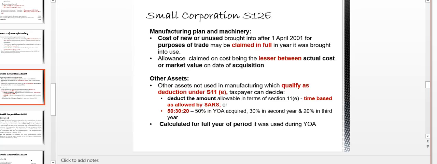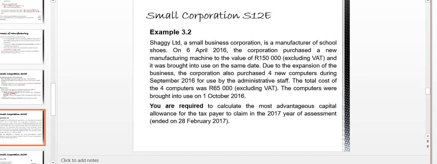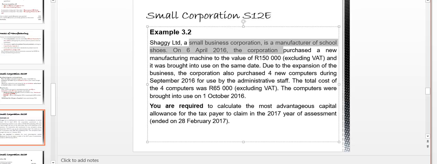Okay, and you need to calculate it for the full year of period it was used during the year of assessment. So if we look at our example, we've got Shaggy Limited, a small business corporation. So here they tell you it's a small business corporation, so immediately you need to know it's a section 12E. It is a manufacturer of school shoes. So manufacturer, that's again also important. So if it's a manufacturing asset, then a small business corporation, they may claim the full 100% allowance.